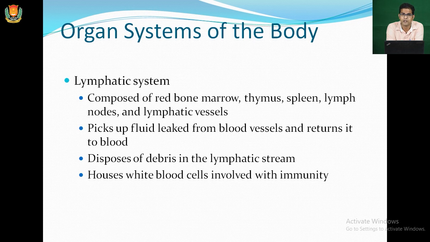Next is the lymphatic system. The lymphatic system is composed of the red bone marrow, thymus, spleen, lymph nodes, and lymphatic vessels. See, the lymphatic system picks up the leaked part of the blood or any other component of the blood, and restores it into the blood. Apart from this, the lymphatic system also has a major role in providing immunity. It consists of WBCs, which fight against microorganisms which may enter after crossing the first line of defense. Apart from this, the lymphatic system also disposes of debris in its own stream.